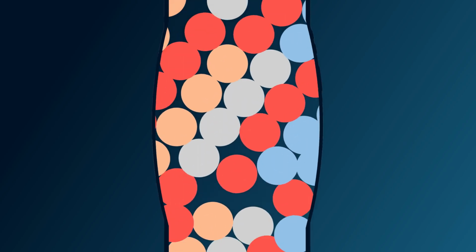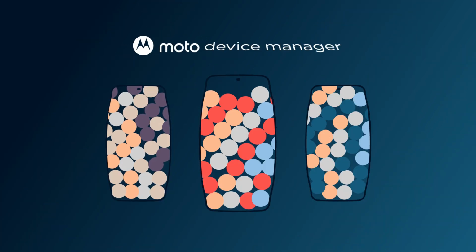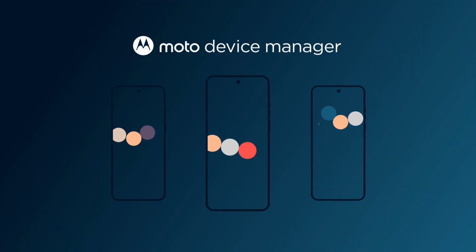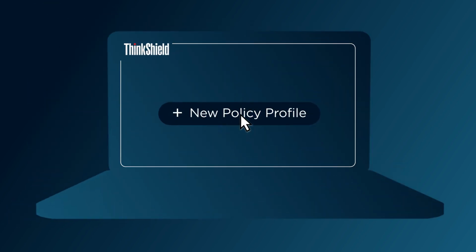In an efficient business, each device does exactly what it needs and nothing more. Moto Device Manager gives you the seamless and efficient device management you need to rein in your fleet of smartphones. From the ThinkShield Console, create as many custom profiles as you need.